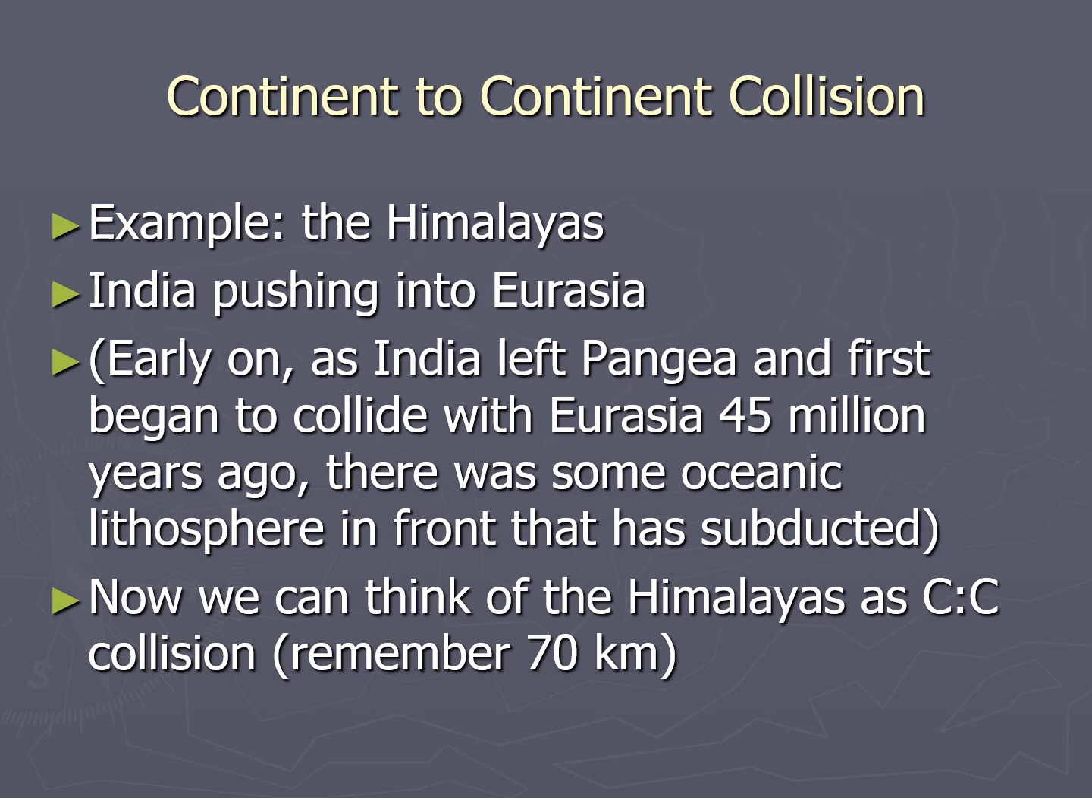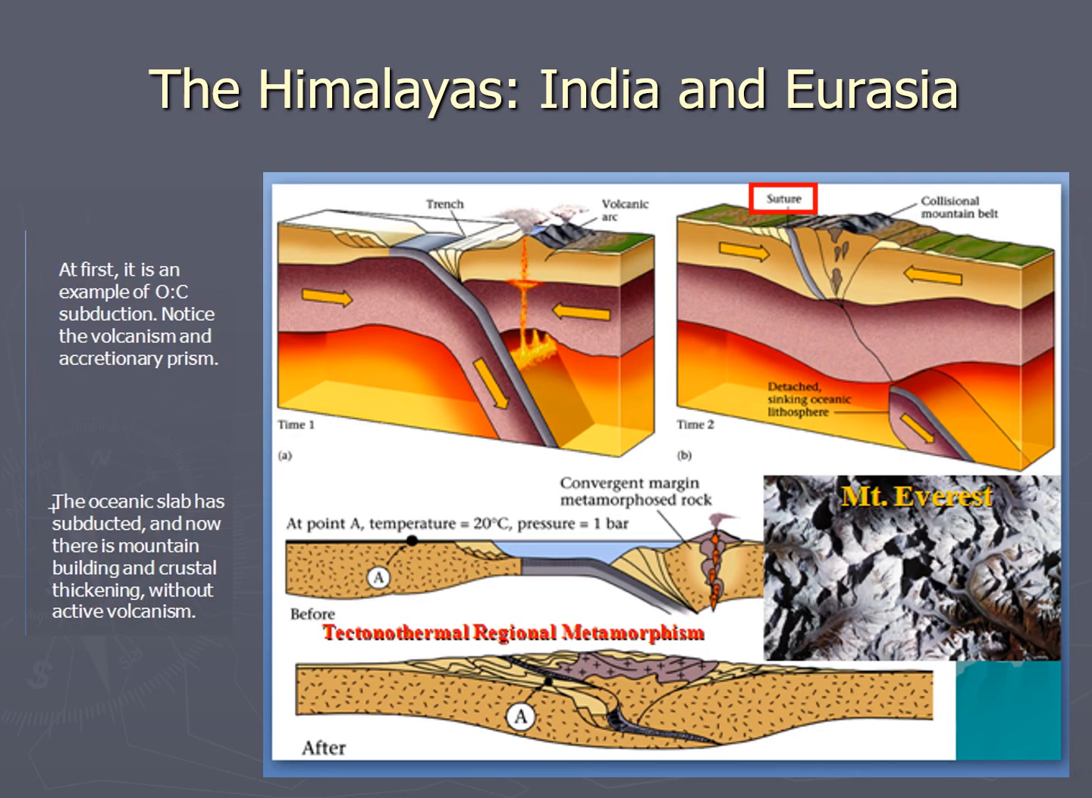And these continental collisions are going to give us the tallest mountains on the planet and the thickest crust. 70-kilometer thick continental crust in the Himalayas. Tallest mountains as well, like Mount Everest and K2.